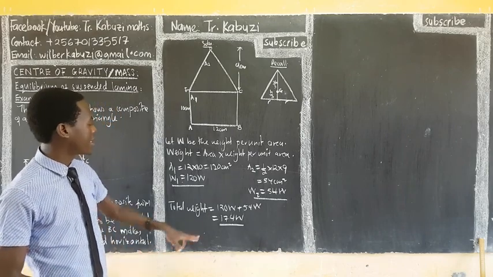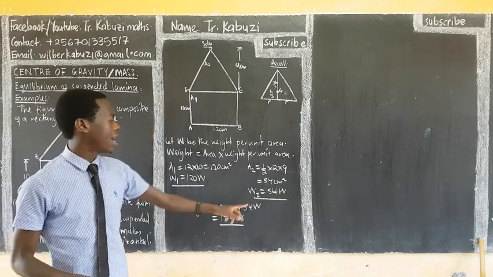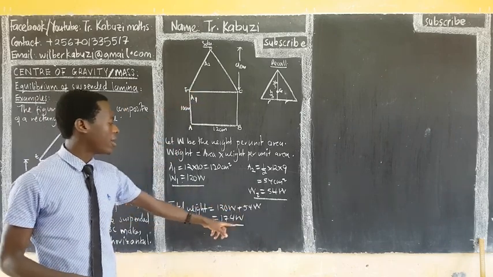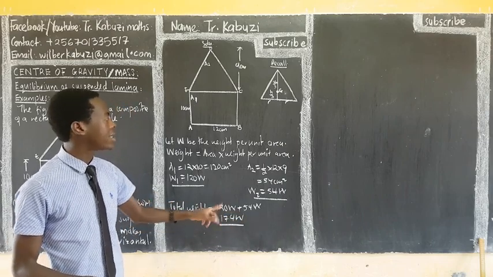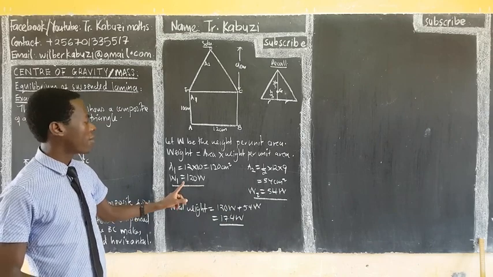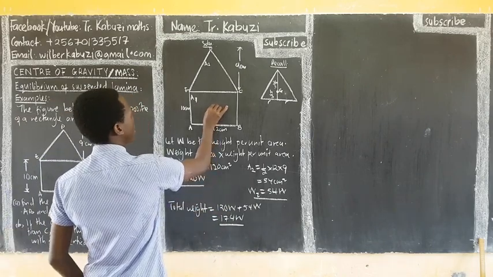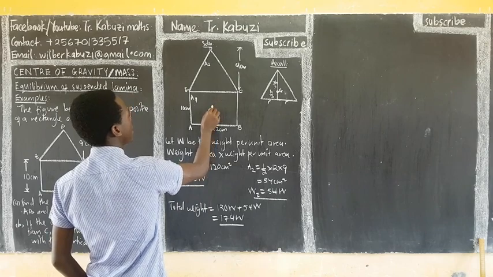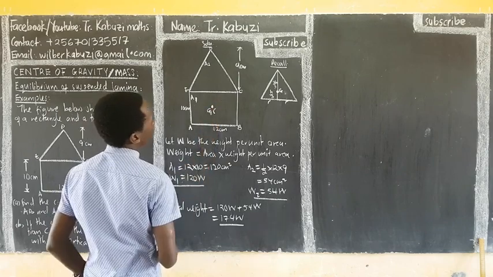Okay, so after getting this, we come and determine the positions. Now we have the weight for this and we have the weight for this. Now we want to know where the weight of the whole of this one is acting, and where the weight of the other one is acting. So we get the center of gravity for this and the center of gravity for this. So we call this one B1, the center of gravity for the first one. Where is it going to be?